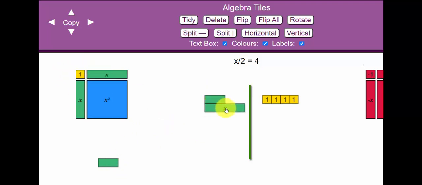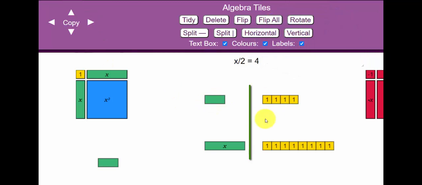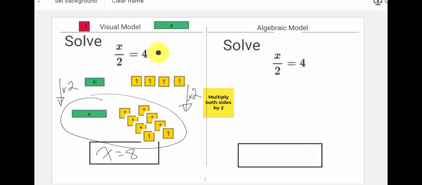There's a whole x is like 2 of those, or twice that, so I'm going to multiply both sides by 2 in effect. And now on the right hand side, instead of 1, 2, 3, 4, I've actually got 5, 6, 7, 8. So if a half x equals 4, then a whole x should equal 8. And visually that makes sense, because each of these is worth 4, so 2 of them would be 8. Okay, just did it with algebra tiles.